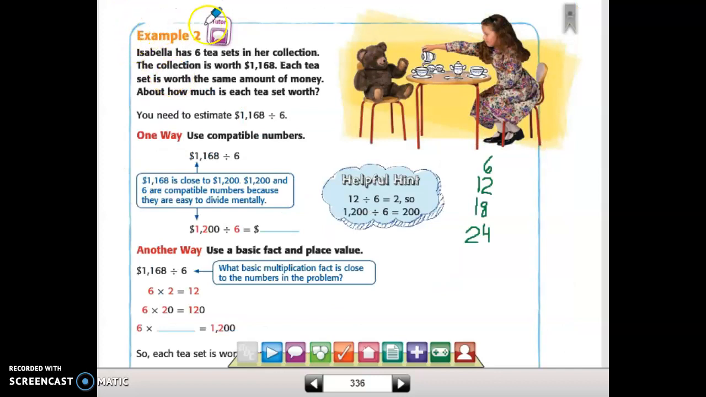Now, same lesson, example 2 on page 336. Isabella has 6 tea sets in her collection. The collection is worth $1,168. Wow! Each tea set is worth about the same amount of money. About how much is each tea set worth? So we're going to estimate 1,168 divided by 6 because she has 6 tea sets. We know we can estimate because of that word "about" that's there.